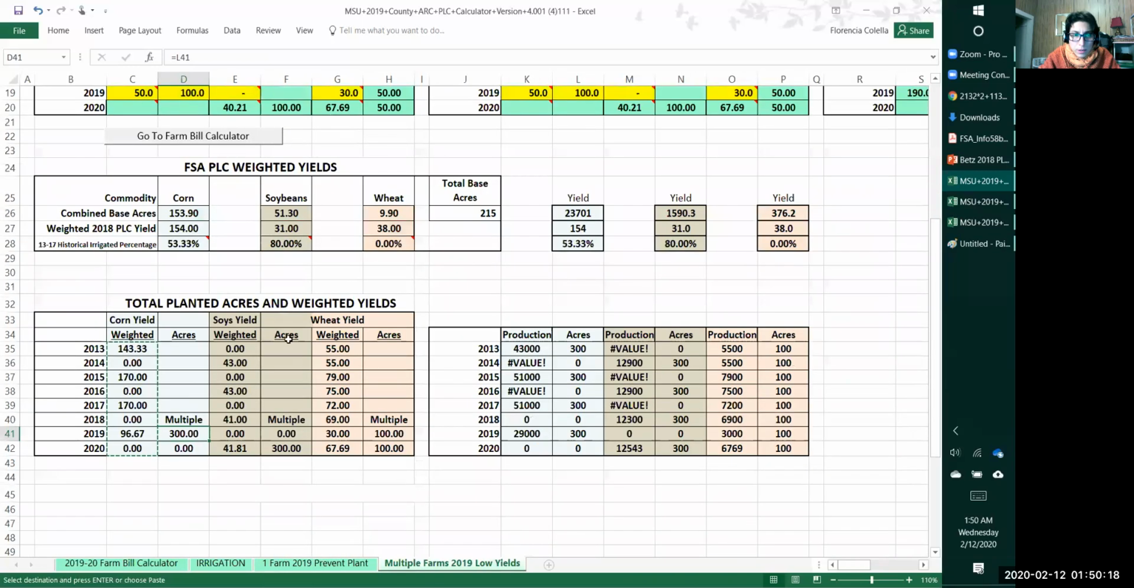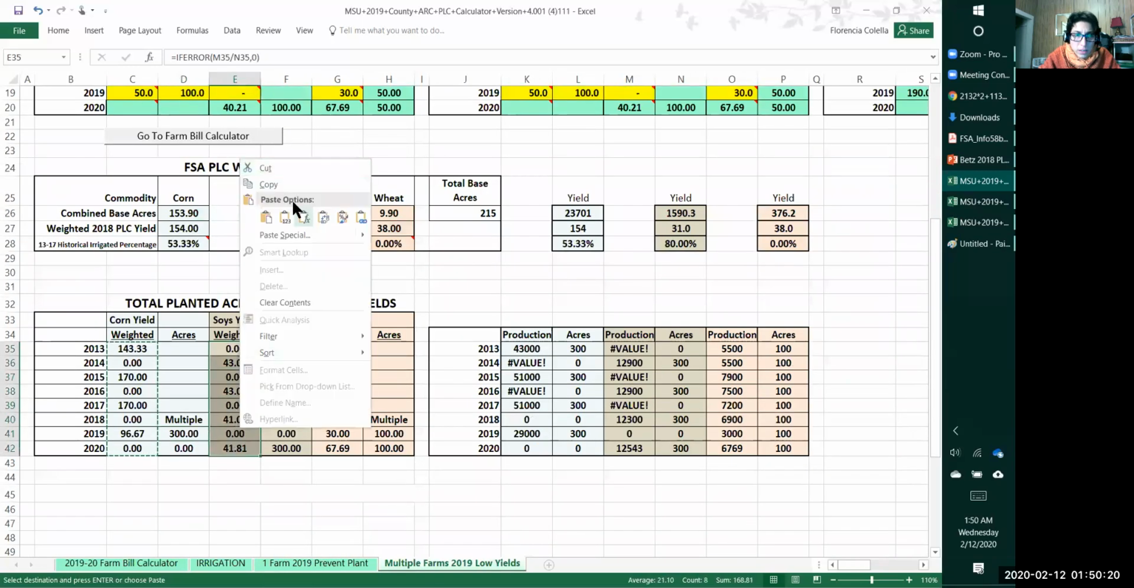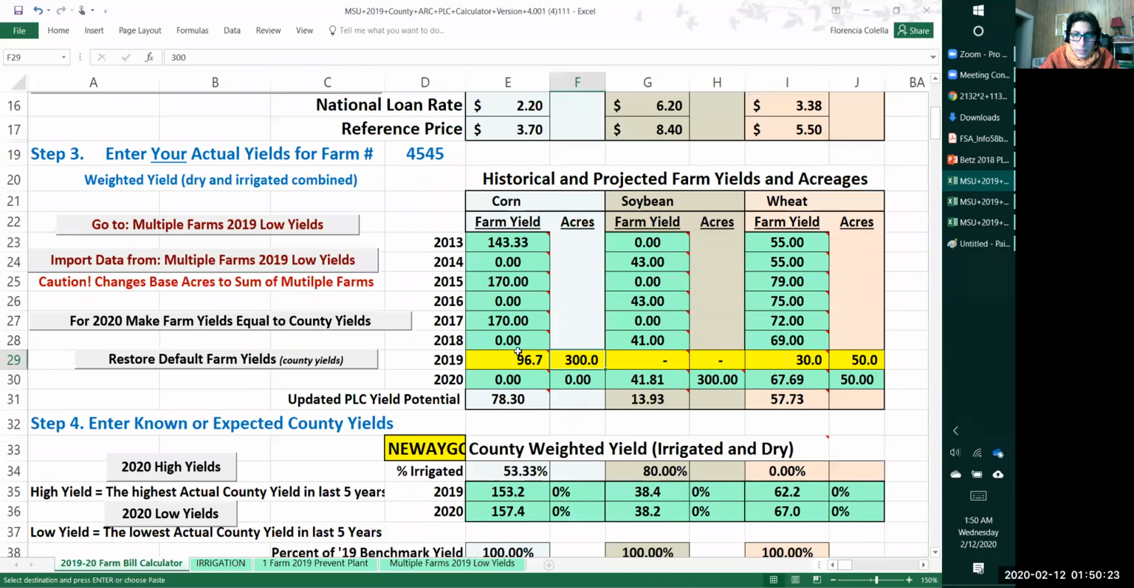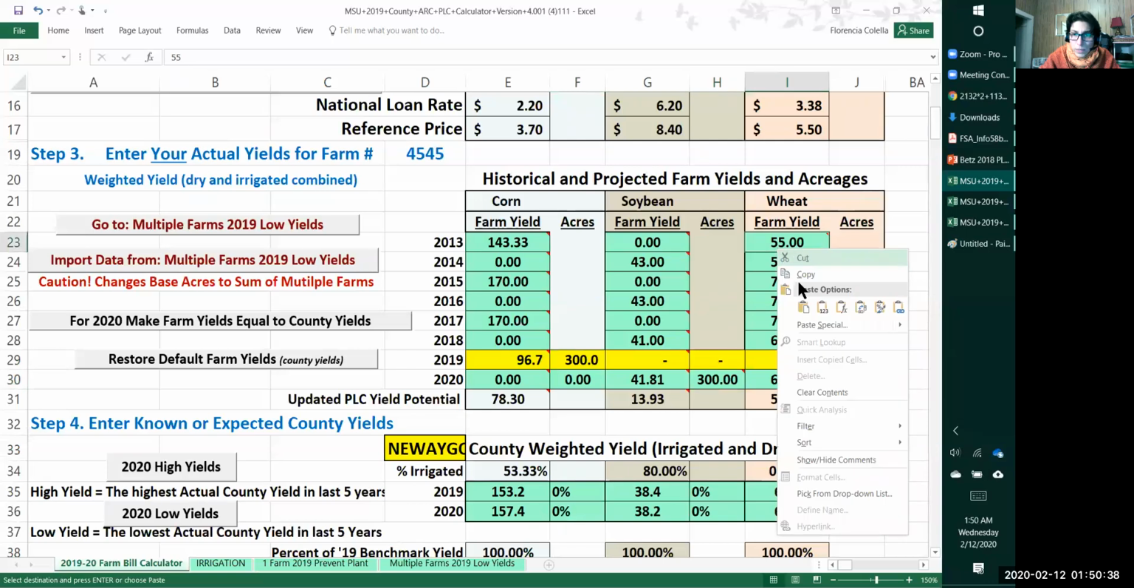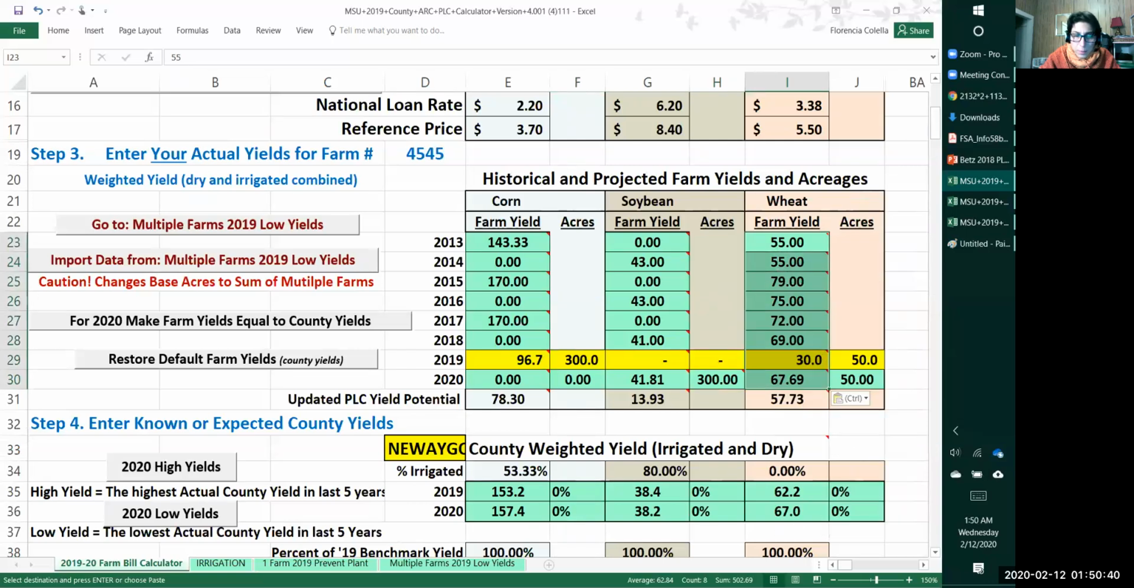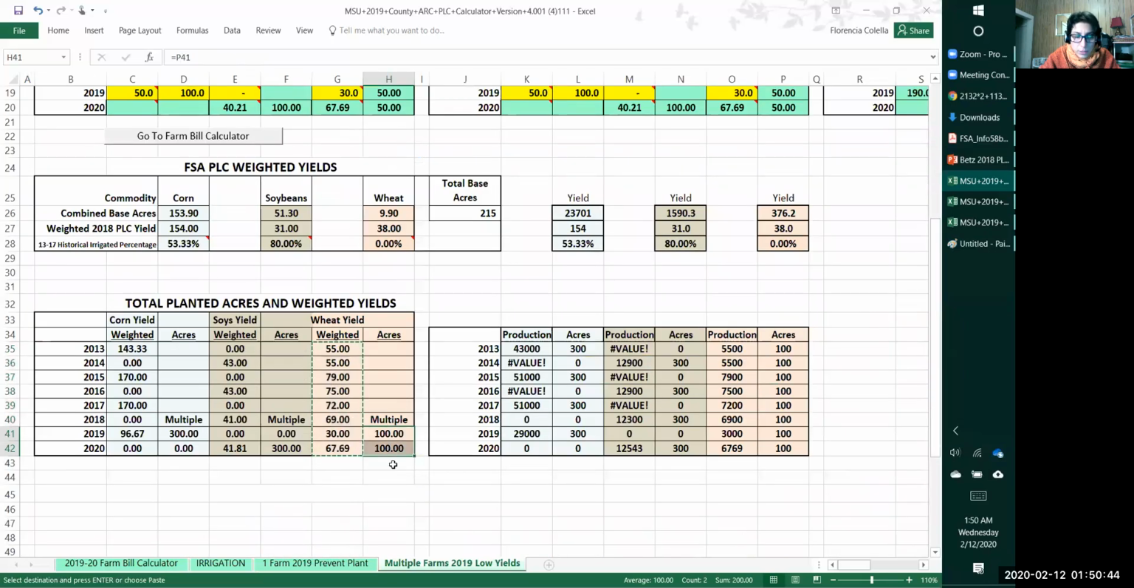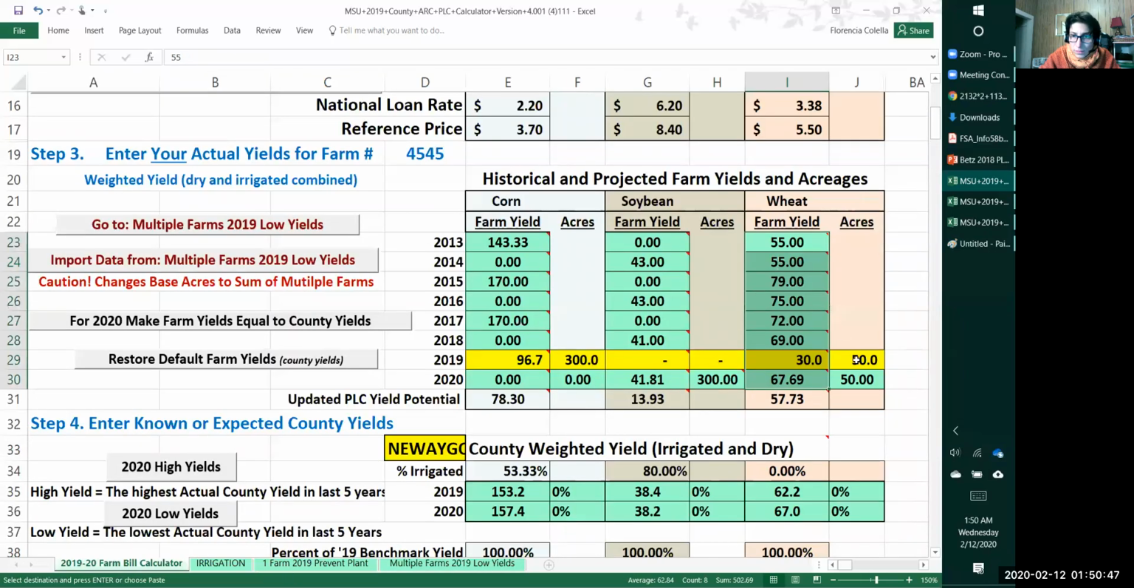And then we're going to copy our soybean weighted yields. I've done that already. We make sure those 300 acres go to soybeans in the following year. And we're going to copy and paste the weighted yields for wheat. And we're going to make sure that those acres reflect the reality, which it was not. Okay.